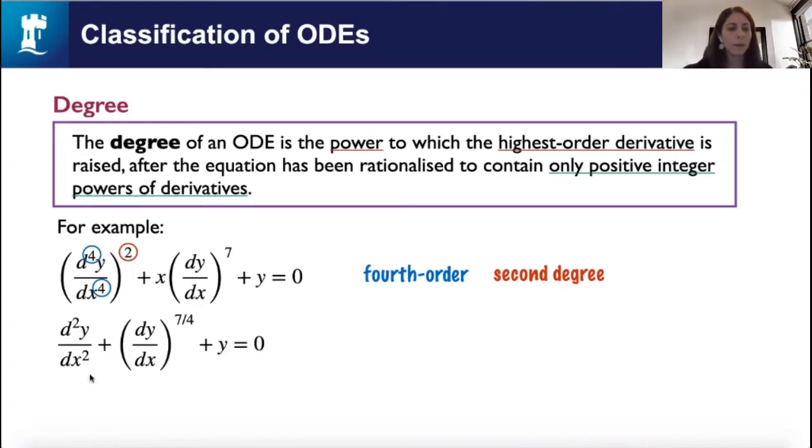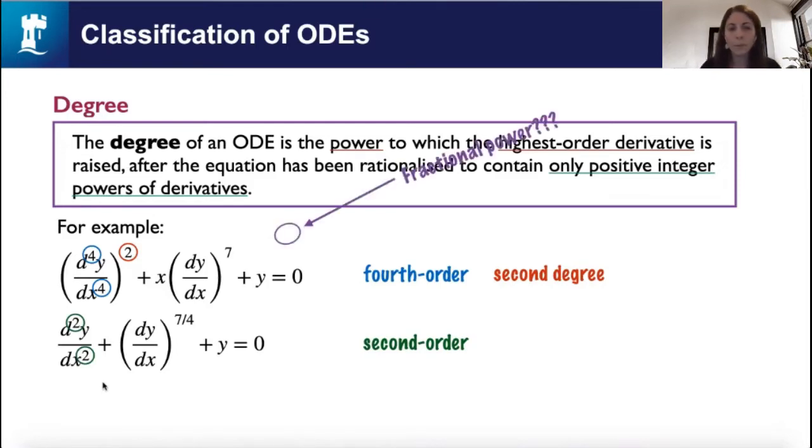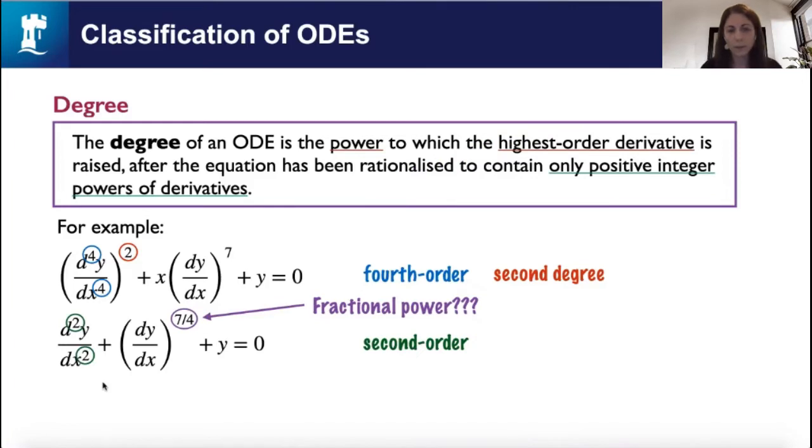The highest derivative here is the second derivative, so this is a second order differential equation. And to find the degree, we need to see at what power this is raised. But remember, I have said already that we shouldn't have any fractional powers in this equation, when either the unknown function or any of the derivatives are raised to a fractional power. We need to first rationalize the equation and then find the degree. So how can we do that for this example?